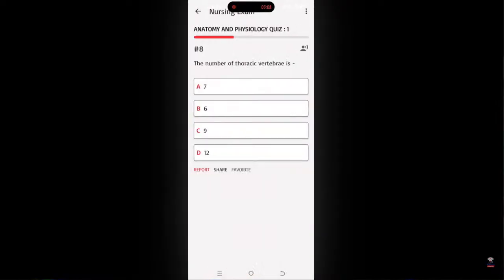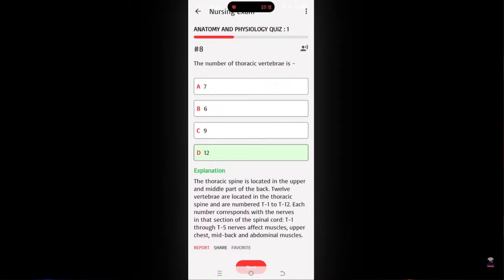The number of thoracic vertebrae is A. 7, B. 6, C. 9, D. 12. Correct answer. The thoracic spine is located in the upper and middle part of the back. 12 vertebrae are located in the thoracic spine and are numbered T1 to T12. Each number corresponds with the nerves in that section of the spinal cord. T1 through T5 nerves affect muscles, upper chest, mid-back and abdominal muscles.